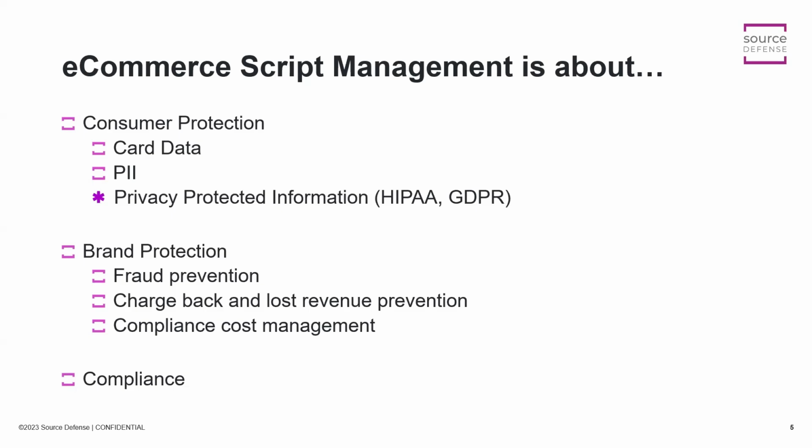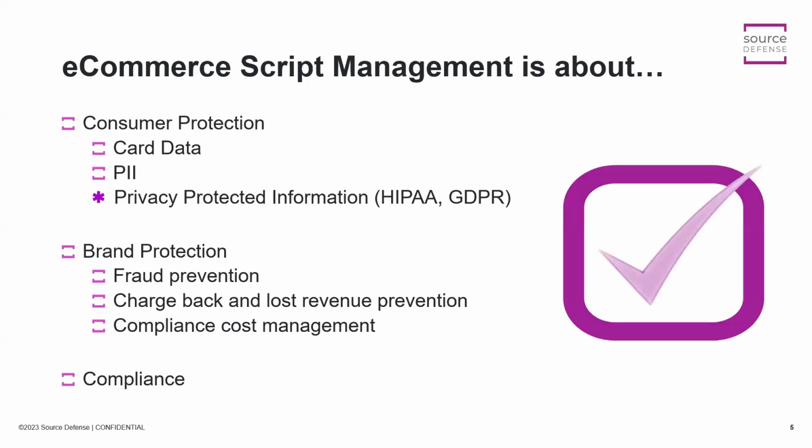both from the theft of the data as well as the perpetration of the continued fraud and the use of the stolen data. It's ultimately about consumer protection, right? The card data that's out there, the PII that's out there, as I mentioned with little asterisks, this privacy protected information. It's about brand protection for sure. Protecting your brand from fraud, protecting your brand from chargeback and lost revenue, protecting your brand from compliance cost management and class action suits. It's ultimately at a systemic level protecting the entire payments ecosystem from this source of fraud. And then just at the end of it, it's about compliance.